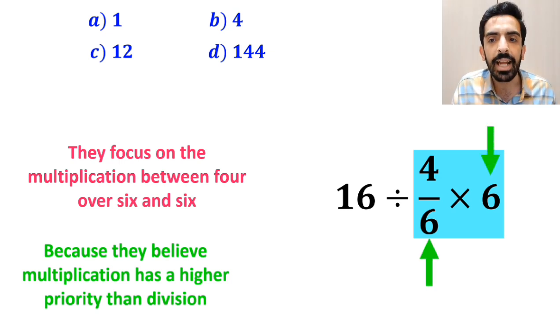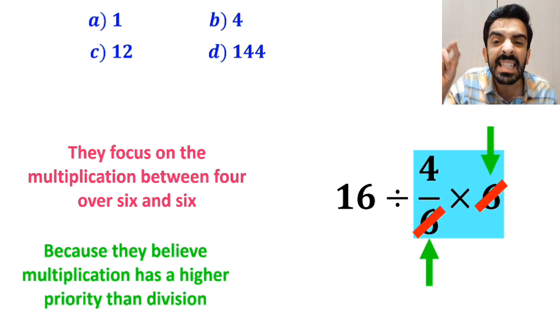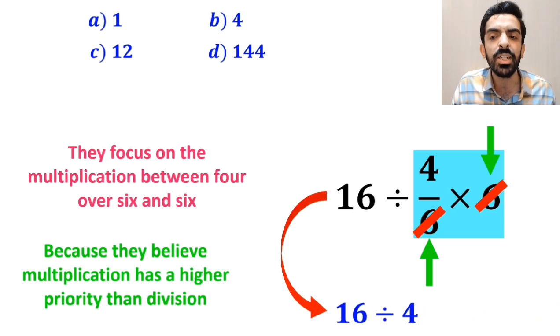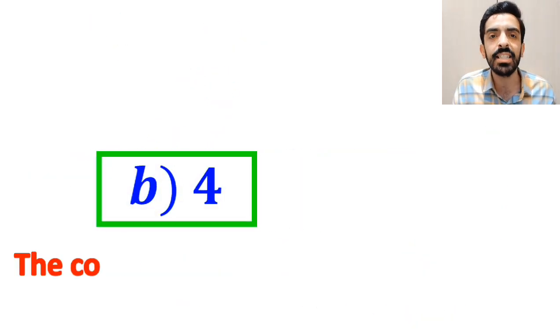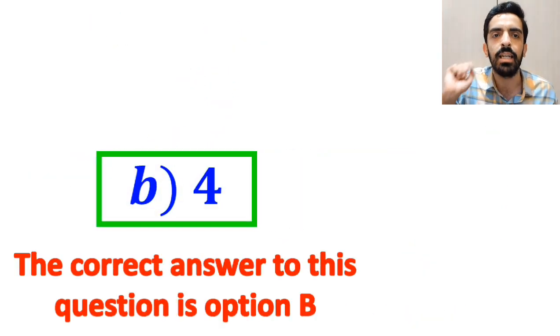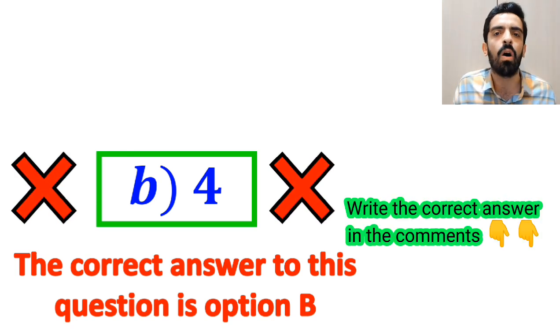As you can see in the image, they simply cancel out the two 6's, and this expression simplifies to 16 divided by 4, which finally gives them the answer 4. And immediately, they conclude that the correct answer to this question is option B. However, this answer is absolutely wrong.